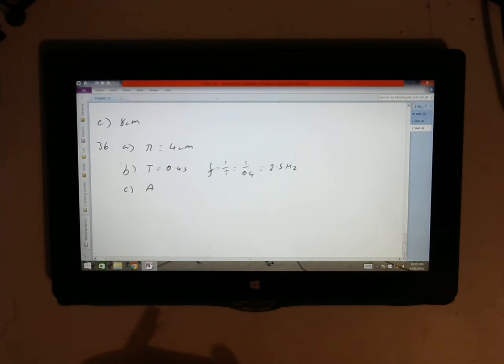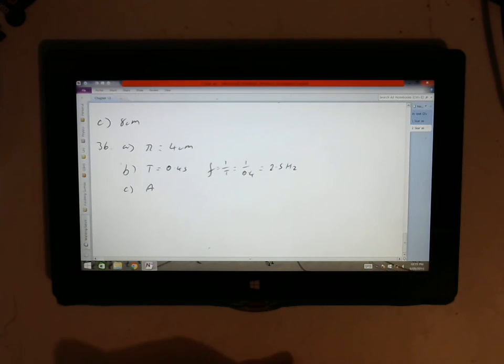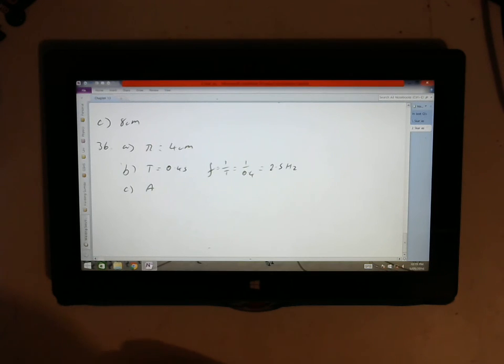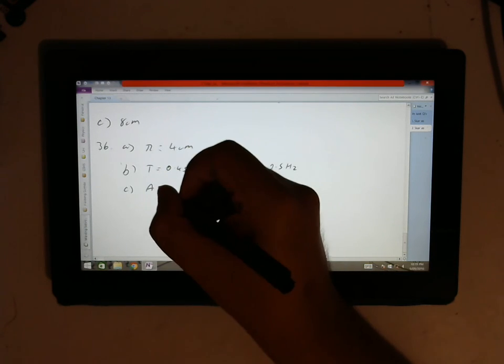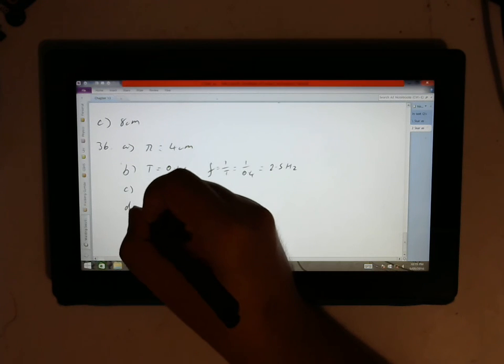B is more of a B standard sort of part because you are interpreting data you have to read off the graph, and D's sort of a B standard as well, where you have to take 2 bits of data that you've got from different sources and then synthesize them together. So amplitude in this case is just 2 centimetres. We can read that directly off the graph.